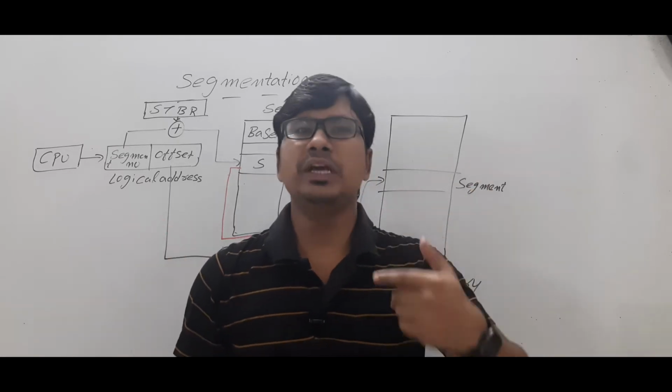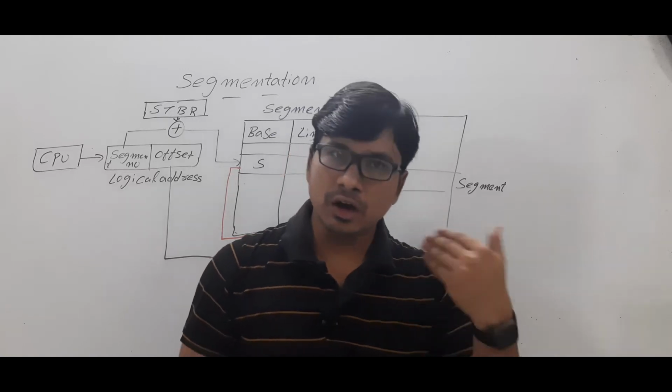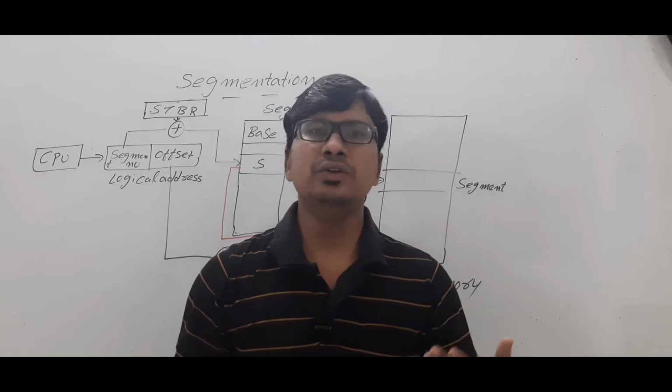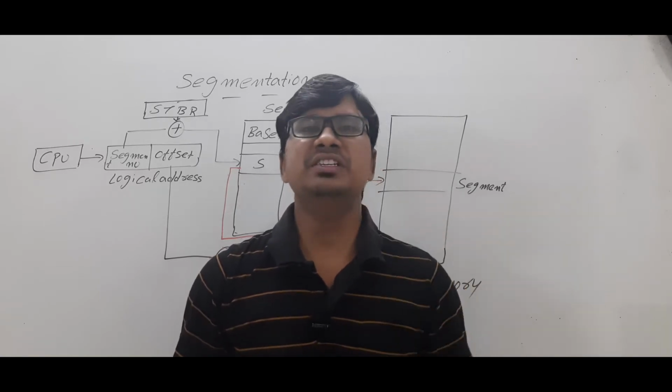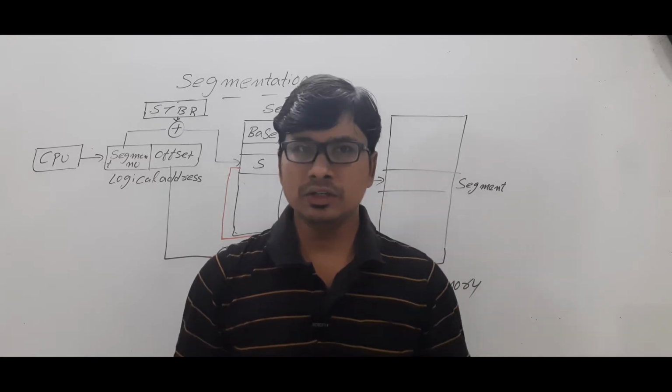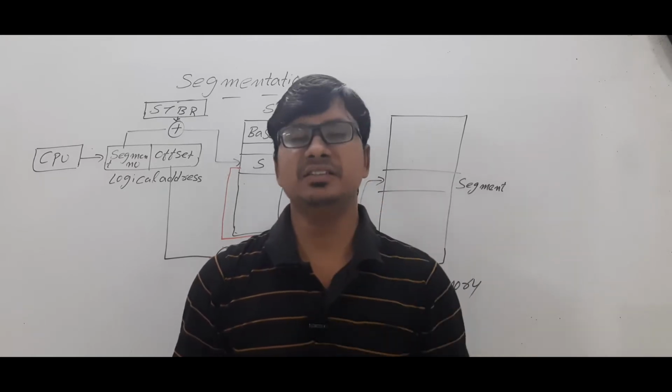We have two types of memory allocation. One is contiguous memory allocation and the other is non-contiguous memory allocation. In contiguous memory allocation, we have fixed size partitioning and variable size partitioning. In non-contiguous memory allocation, we have paging and segmentation.